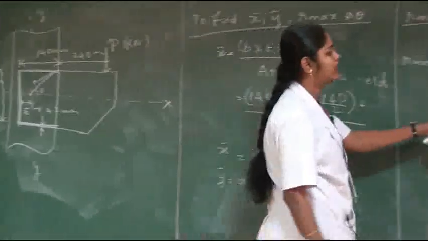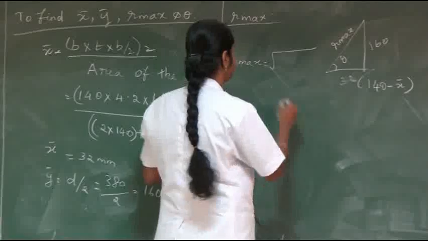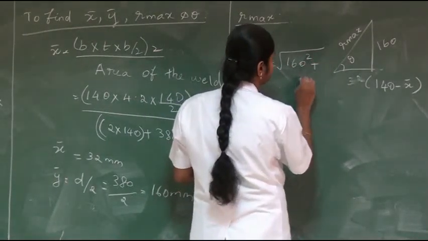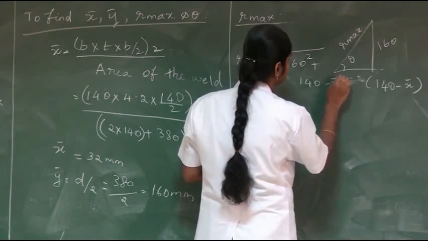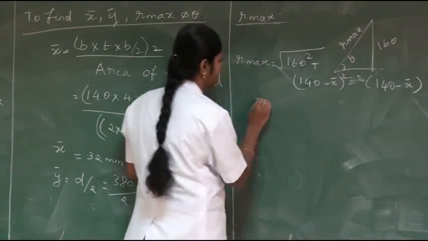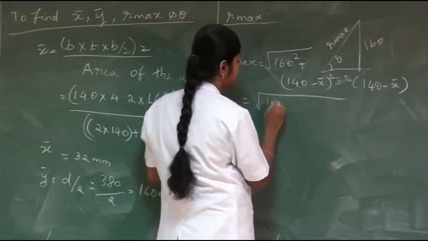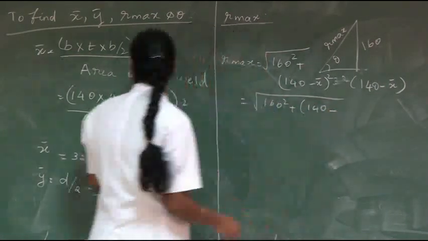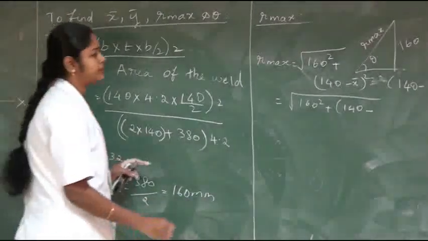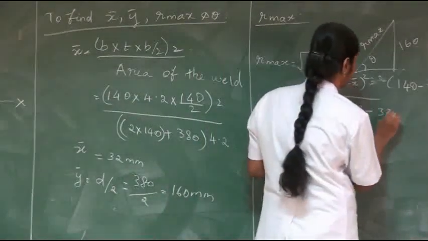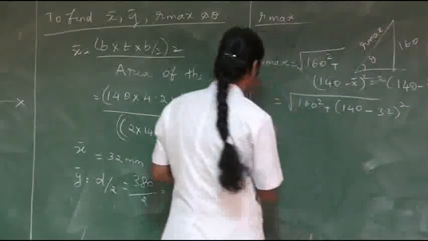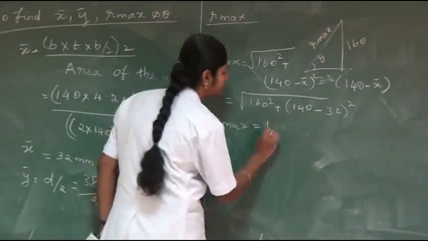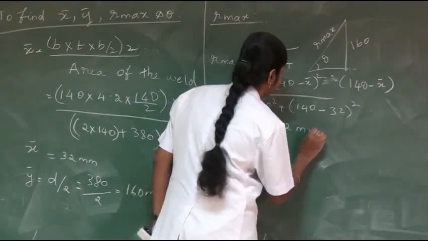Here we have to use 140 minus X bar. For this, 160 squared plus (140 minus X bar) whole squared. Therefore, the root of 160 squared plus (140 minus X bar) squared, with X bar being 32 mm. Therefore, by solving this, the answer for R max is 192 mm.